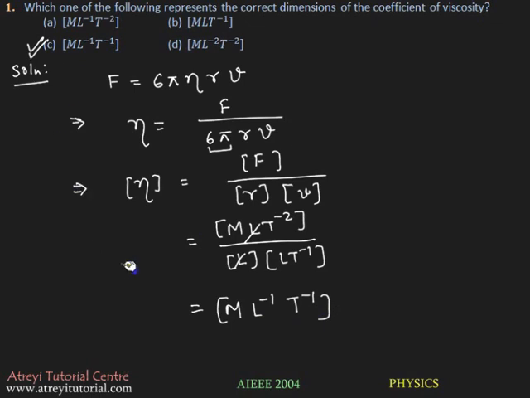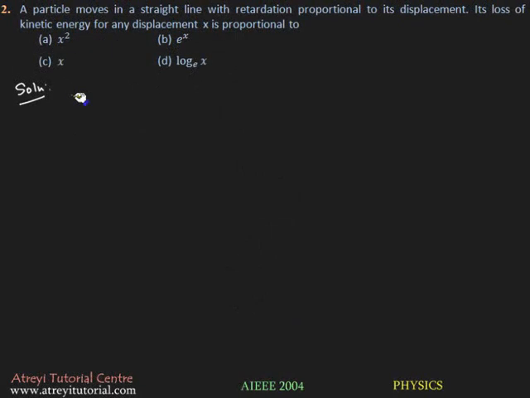Okay, let's solve the next question. We'll see this question now. A particle moves in a straight line with retardation proportional to its displacement. Its loss of kinetic energy for any displacement x is proportional to what? Okay, so the given condition is retardation proportional to the displacement.